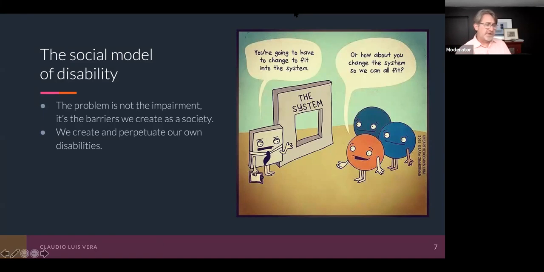It's really one that started in the 60s in England. And it says that essentially we shouldn't be trying to modify people with disabilities to fit the system. Instead, we should be modifying the system to fit the people with disabilities.